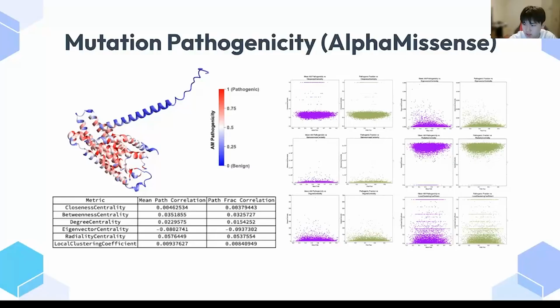For example, in the image on the top left, generated by the MissenseVariantPlot3D function in Wolfram, the red sections have a greater mean pathogenicity, and the blue sections have a lower mean pathogenicity. That means mutations in the red parts are more likely to be pathogenic than mutations in the blue parts.